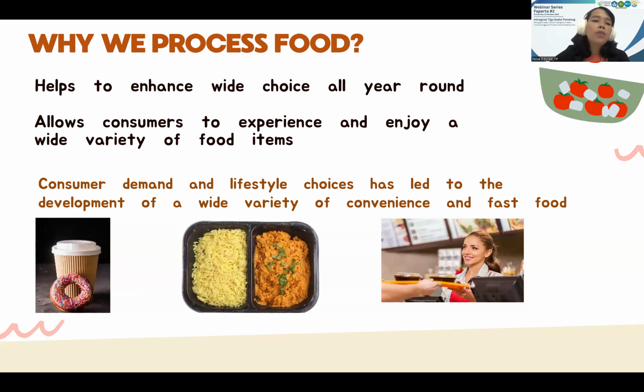Another objective of why we process food is to enhance food choice all year round. For example, today I want to enjoy eating a donut and a coffee, and the next week I'm going to enjoy yellow rice with some curry, and maybe another time I want to enjoy it with coffee or anywhere. So processed food allows customers to experience and enjoy a wide variety of food items. Customer demand and lifestyle choices have led to the development of a wide variety of convenience and fast food as well.